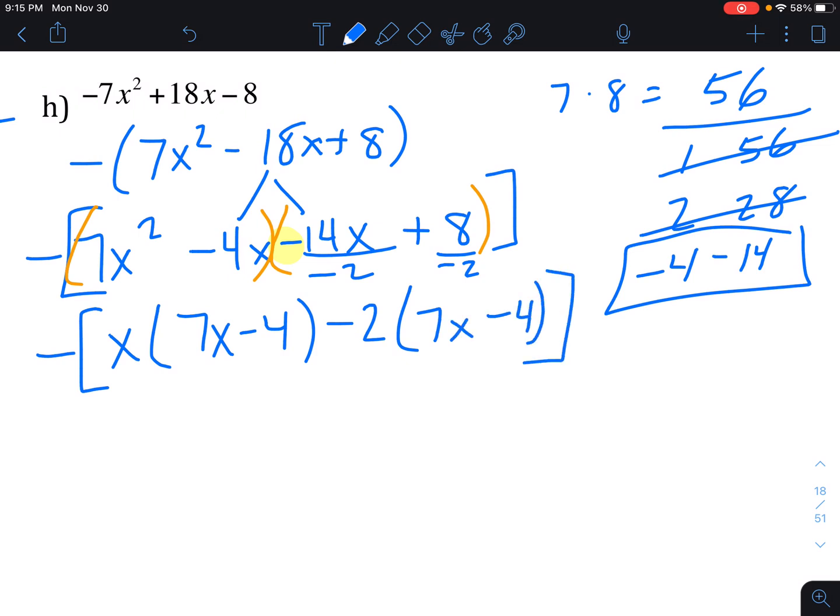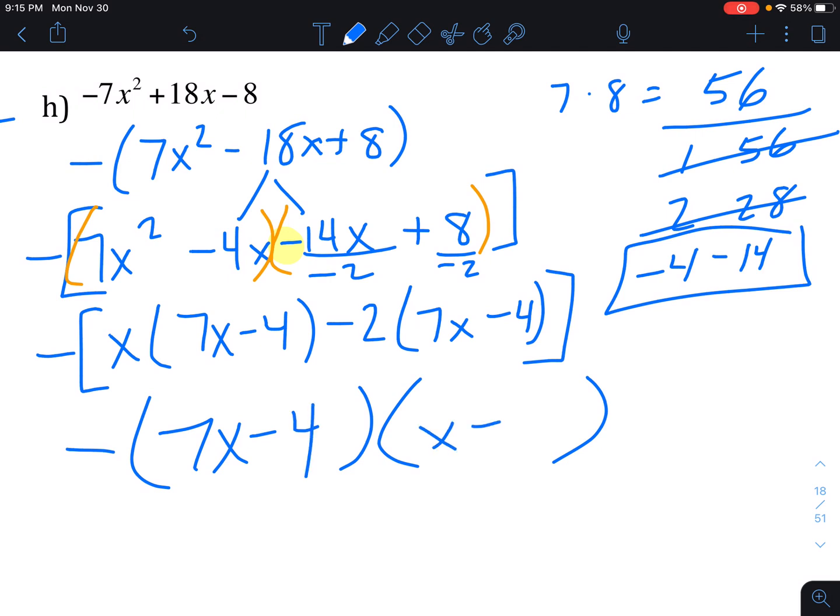Okay, notice that the parentheses match. Both have 7x minus 4, so I can go to my answer, put a negative, bring down the negative, then go to your two binomials. You're matching 7x minus 4s, and then your GCFs, your x and minus 2, go in the other.